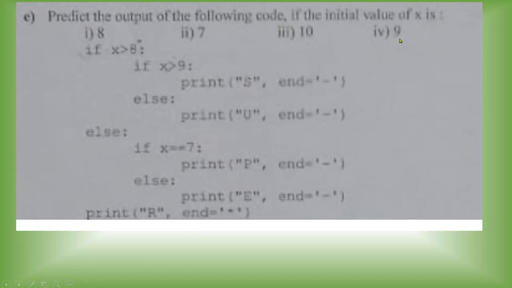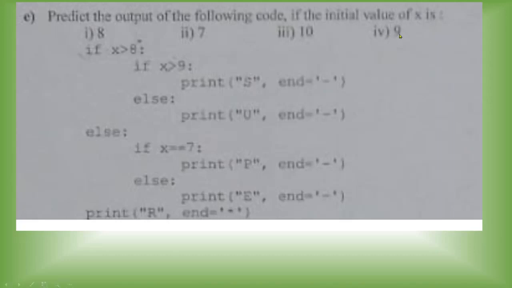And the fourth case is 9. The value of x is 9. See the first condition, 9 greater than 8. Yes, condition true. So it jumps to the next statement under this if, that is 9 greater than 9. There the condition is false. Condition false means what will be the output? Output will be U. And here U ends with a hyphen. I didn't show this hyphen end statement over there. So that means the output will be on the same line, not in two different lines. In every case, the output will be on the same line.